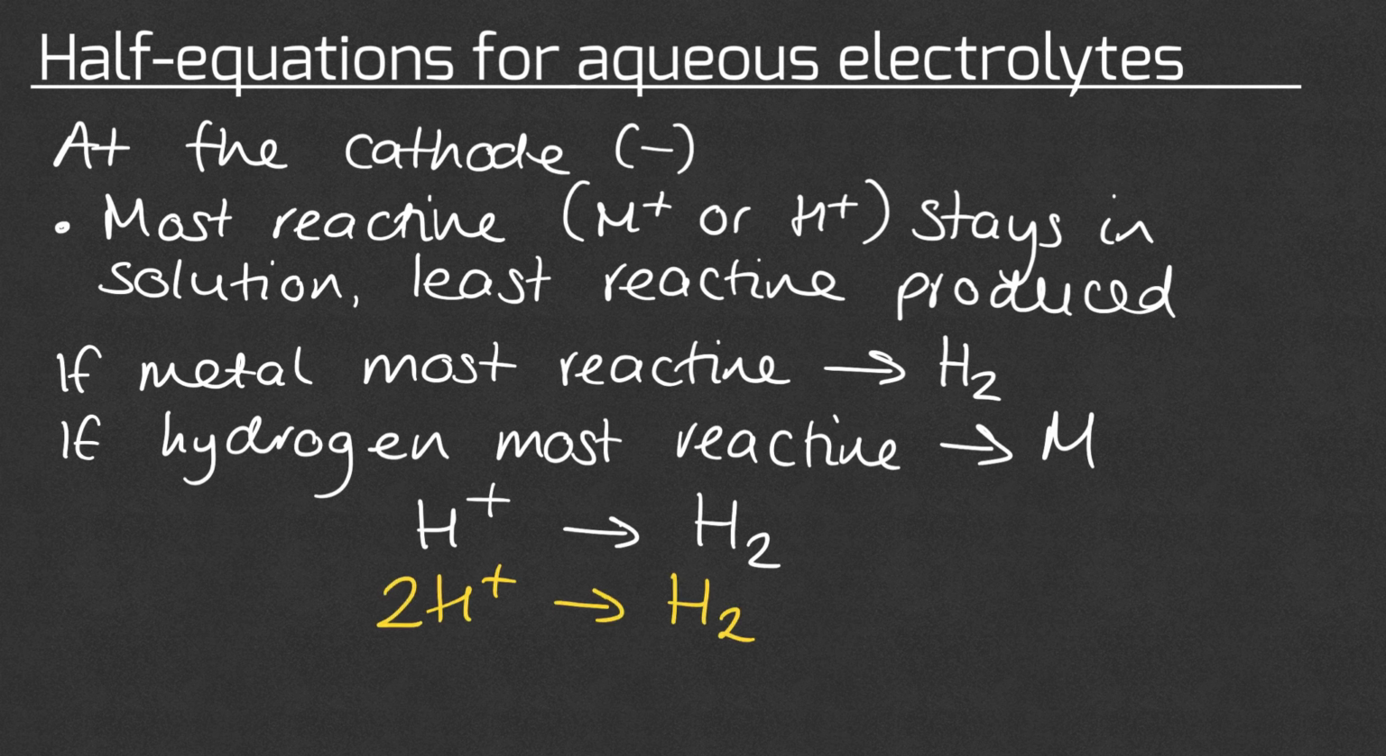We now need to work out what the charge of each side is. So the left-hand side has a total charge of 2 positive. The right-hand side has a charge of 0. Therefore, we're going to need to add 2 electrons to the most positive side, which will be the left. And you can now see the fully balanced equation: 2H+ + 2e- goes to H2. The total charge on each side is now 0.